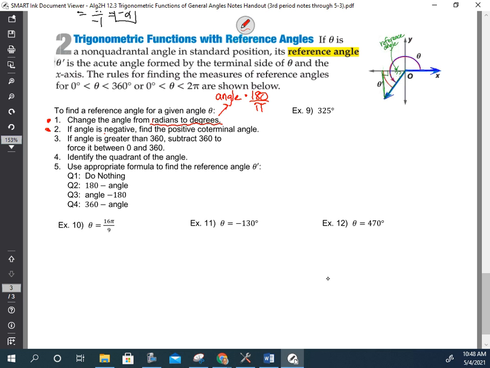Step 2. If the angle is negative, find the positive coterminal angle. So, if the angle is negative, then you add 360. You want to force it to be positive. Again, for example 9, we don't have to do that. If the angle is greater than 360, subtract 360 to force it between 0 and 360.